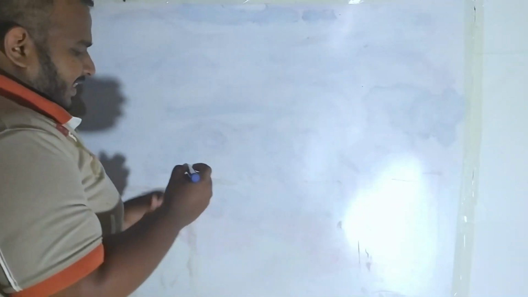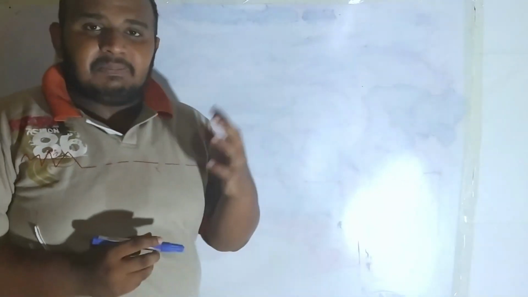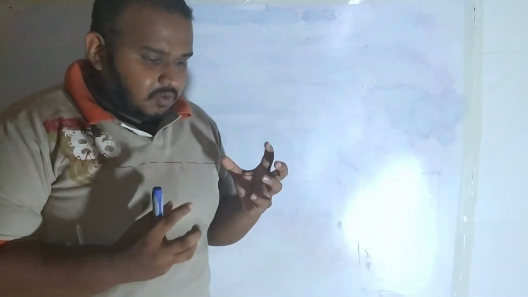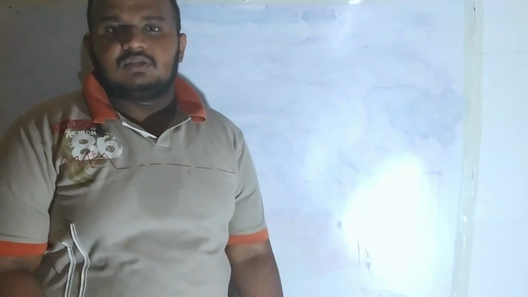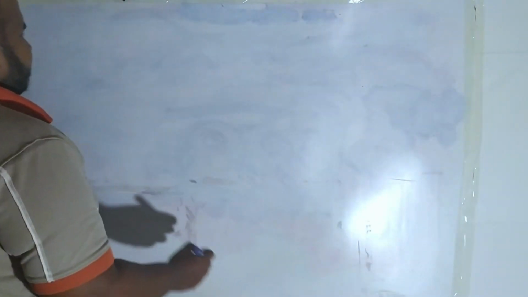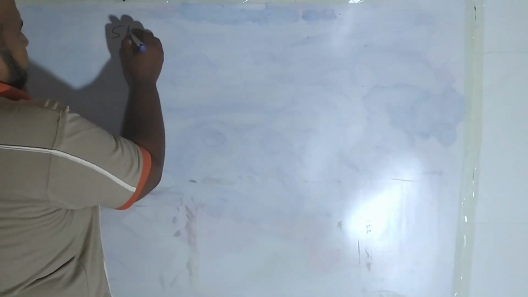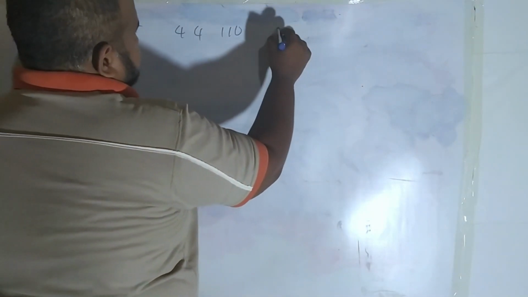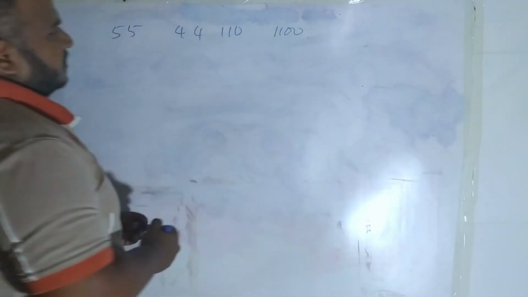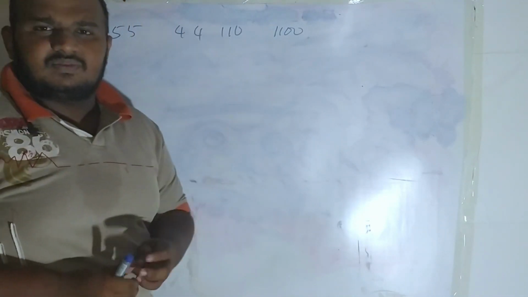So we studied that atomic masses are complex values. We need to make these complex values into simple form. How can we make them into simple form? Let's come to the point. If I give you numbers such as 55, 44, 110 and 1100, these are bit complex values.